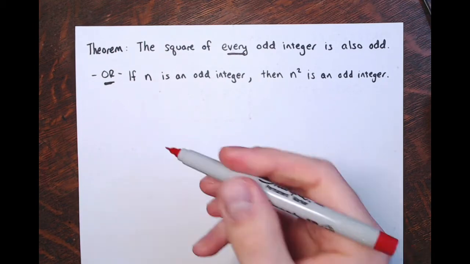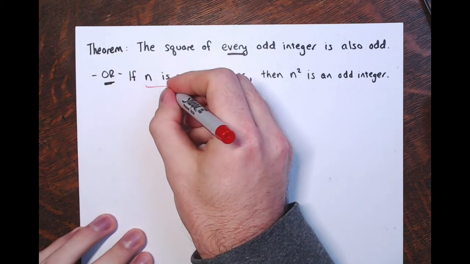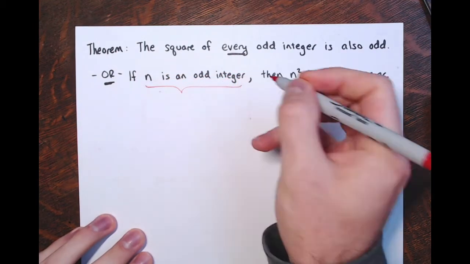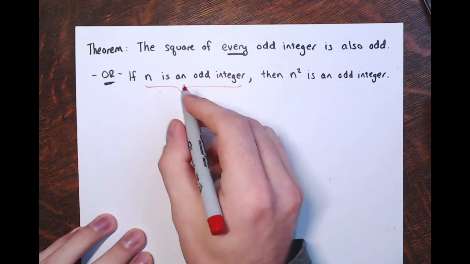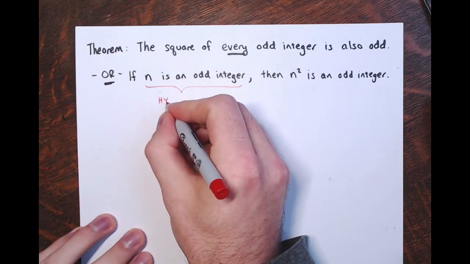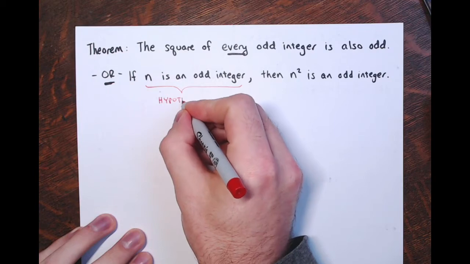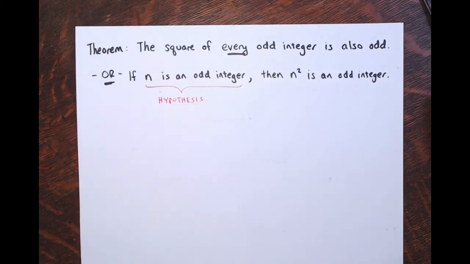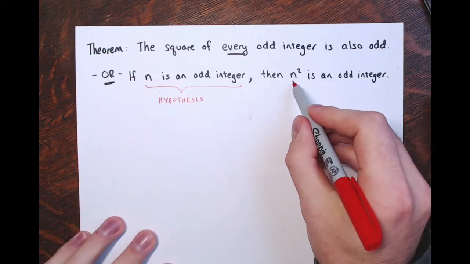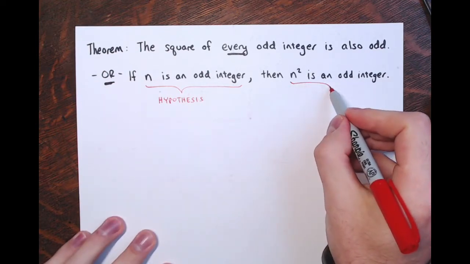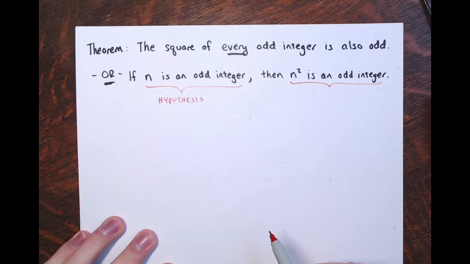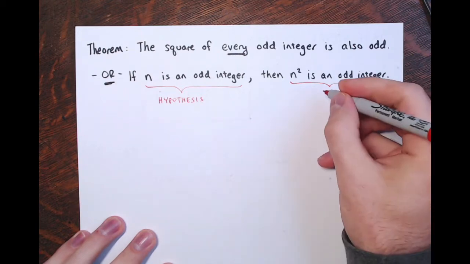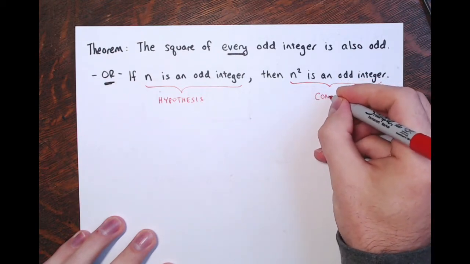Okay, so before I get into the proof, I'm going to identify my hypothesis. That's the if part. Remember, we've seen this in chapter 1 on logic. This is called the hypothesis. Then the then part, n squared is an odd integer. This is the conclusion.